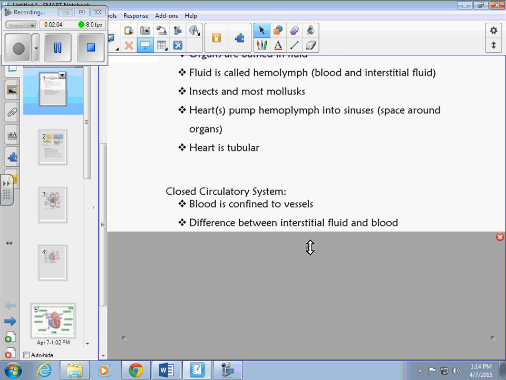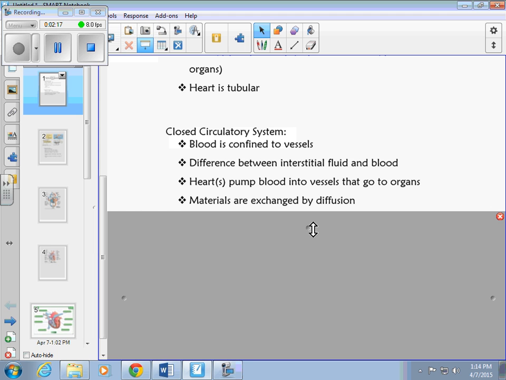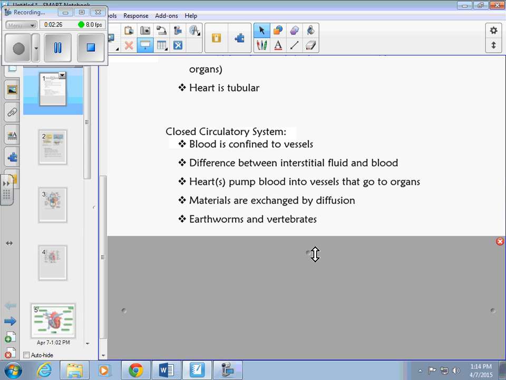A closed circulatory system is where blood is separate from the interstitial fluid. Blood is confined to veins, arteries, capillaries. The heart will pump the blood into the vessels that go directly to organs. The material that goes into the blood is exchanged by diffusion.